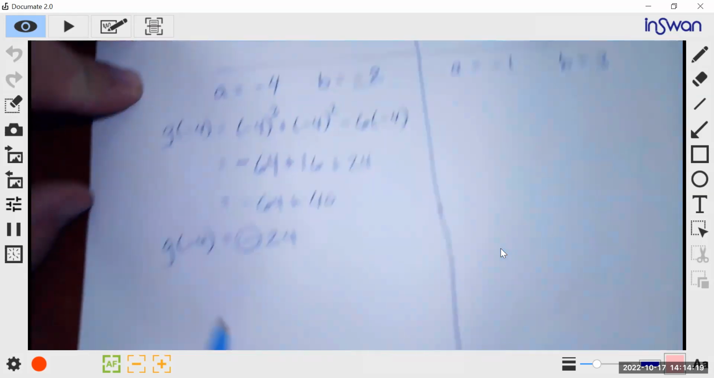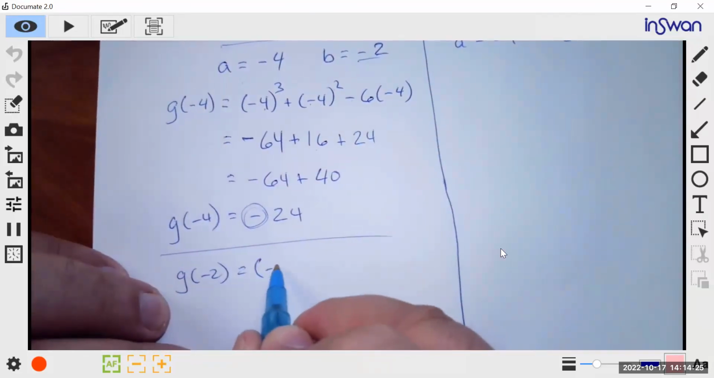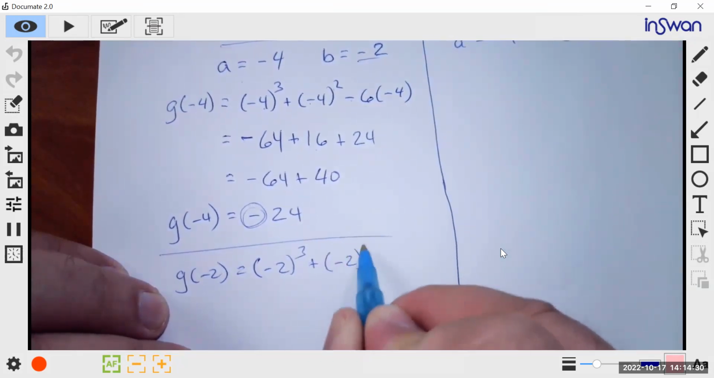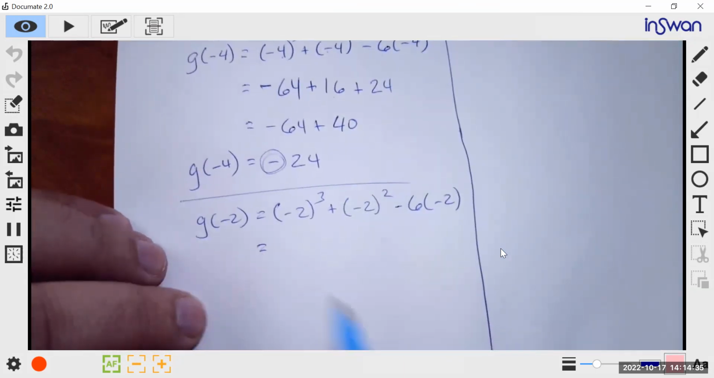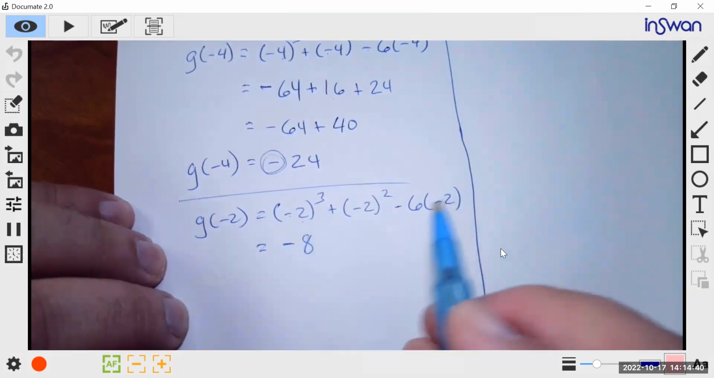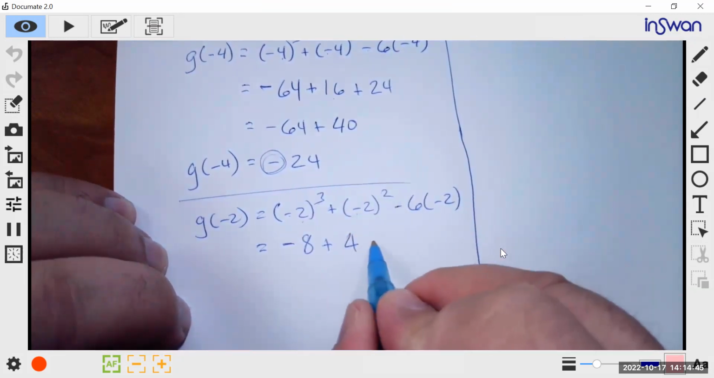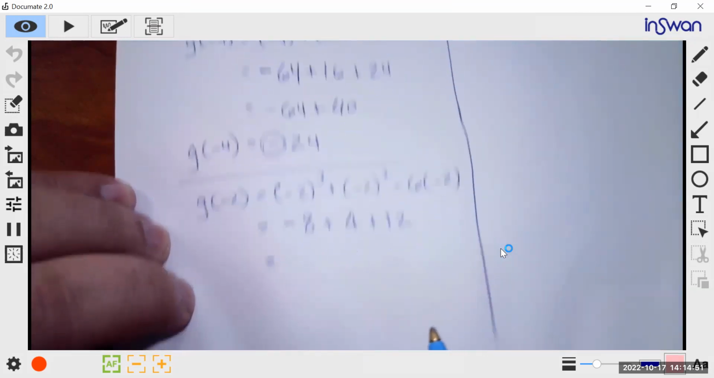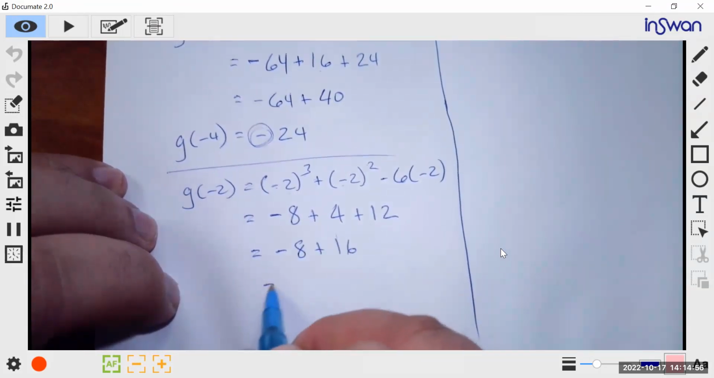Let's try it at -2 now. G of -2. -2 cubed plus -2 squared minus 6 times -2. Negative times negative, this would be negative. 2 cubed is 8. -2 squared is positive 4. 6 times 2 is 12. -8 plus 16 is positive 8.